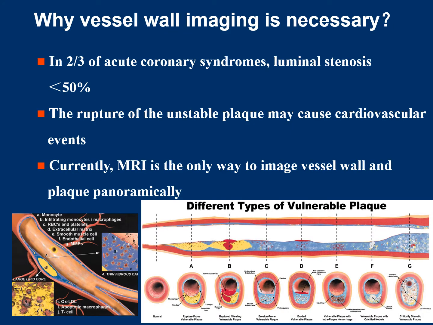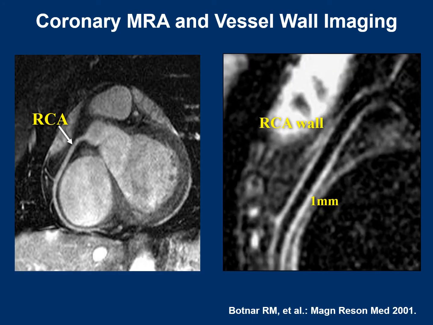Let's switch to MR vessel wall imaging. In most patients with acute coronary syndrome, luminal stenosis is less than 50%. The rupture of vulnerable plaque is the cause of cardiovascular events. MR is the only way to image vessel wall and plaque vulnerability. Here's an example of coronary MRA and vessel wall imaging.